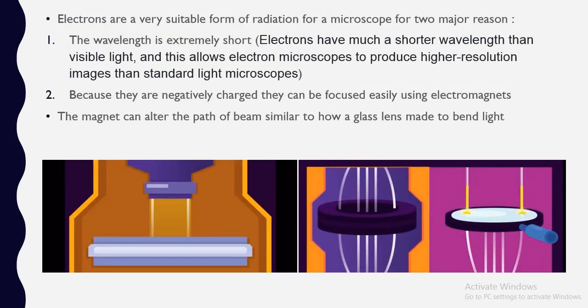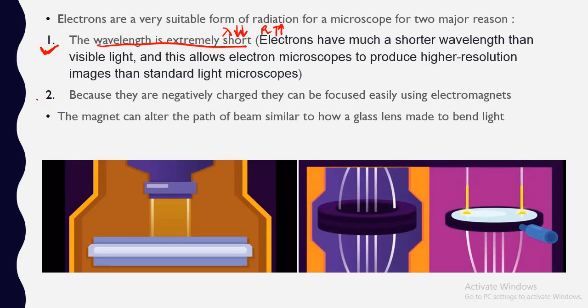So to summarize, electrons are a very suitable form of radiation for microscopes mainly for 2 major reasons. First of all, the wavelength is extremely short. So the shorter the wavelength, the higher the resolution, as in part 1 of this video series. Electrons have a much shorter wavelength than visible light, and this allows the electron microscope to produce a higher resolution image than standard light microscopes. We'll also calculate this first point, and I'll show you how visible light has low resolution power.